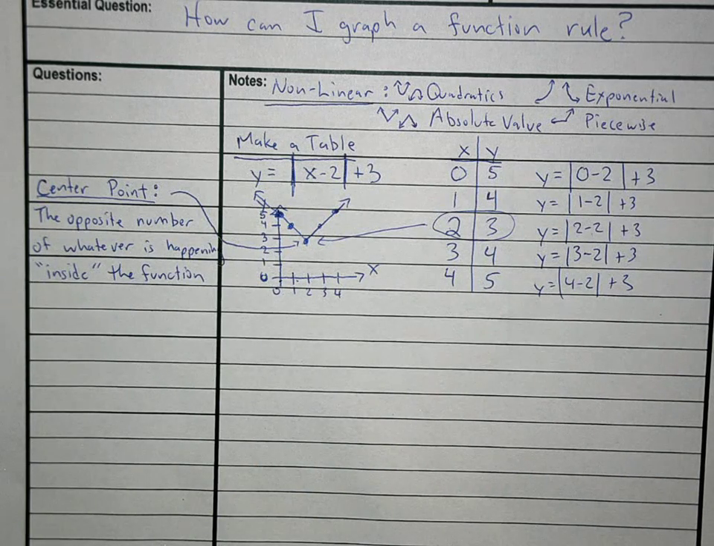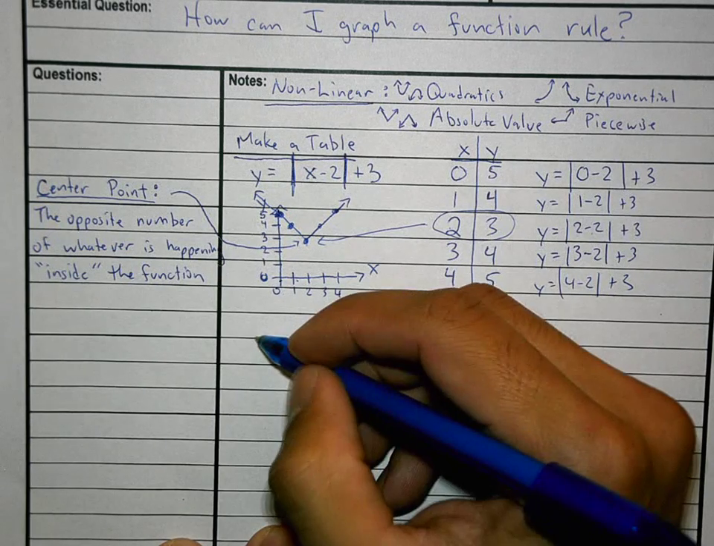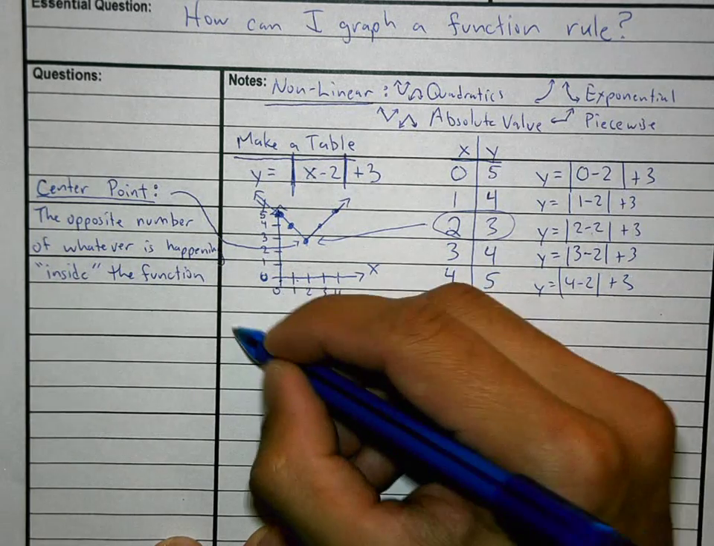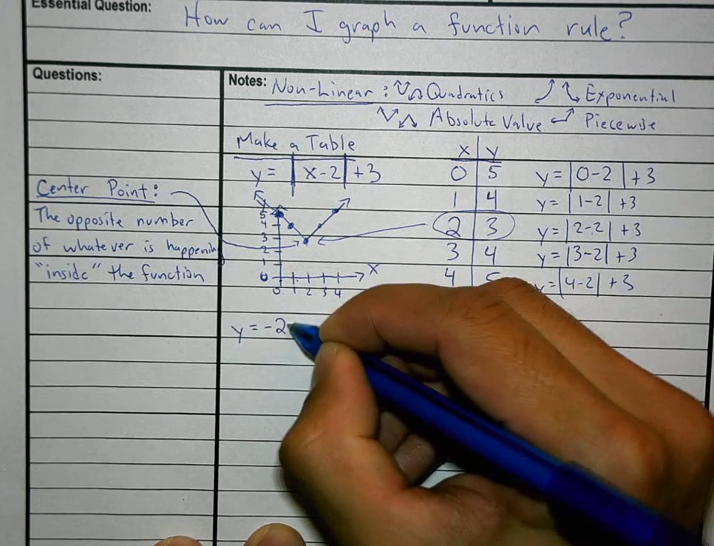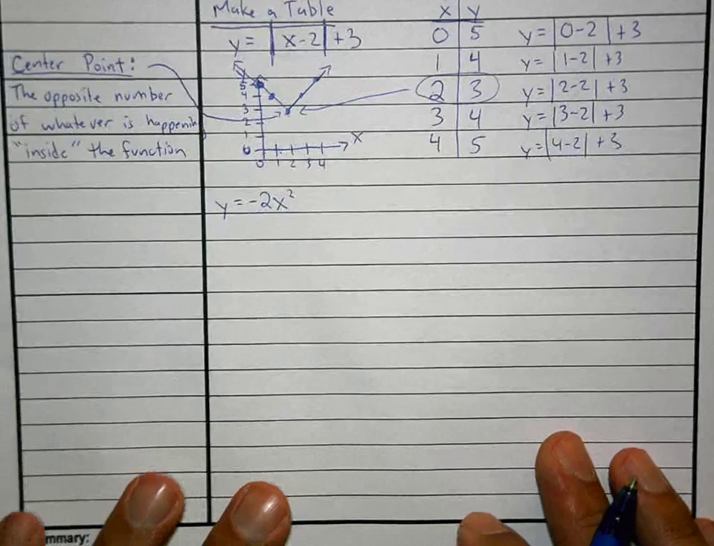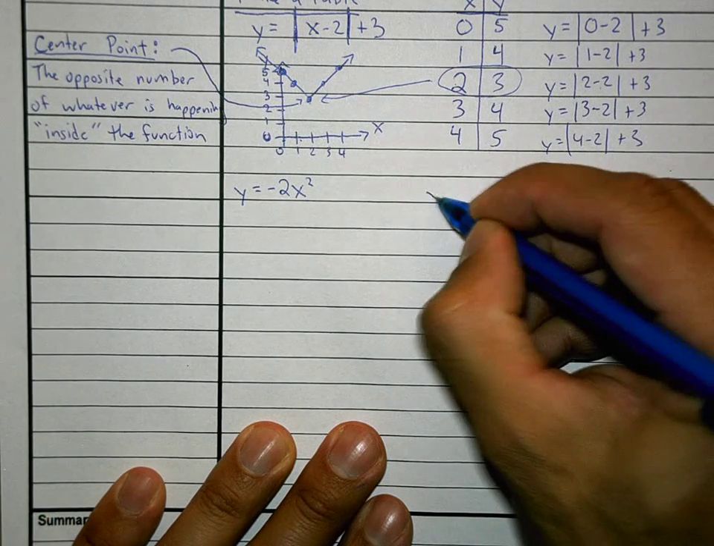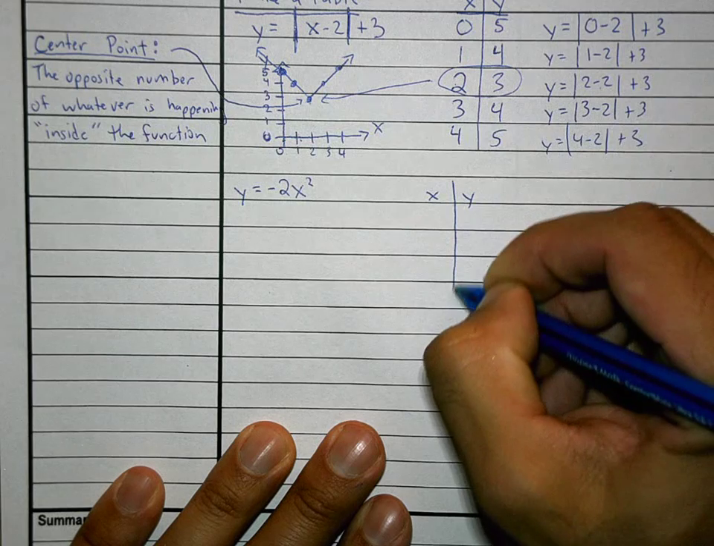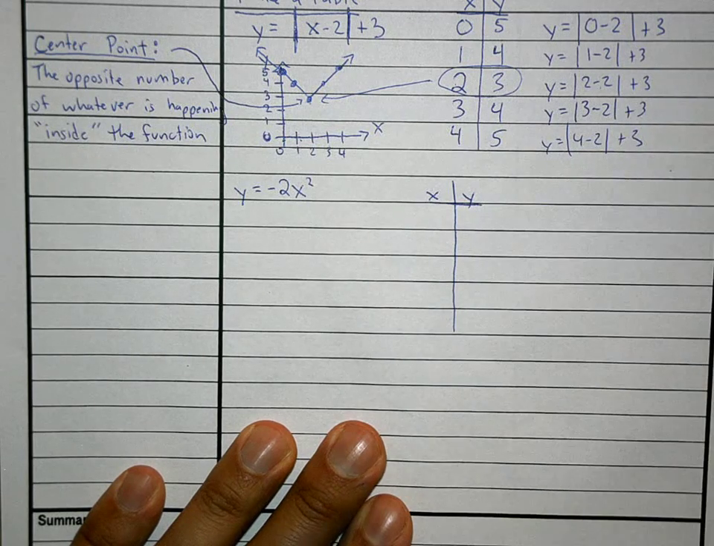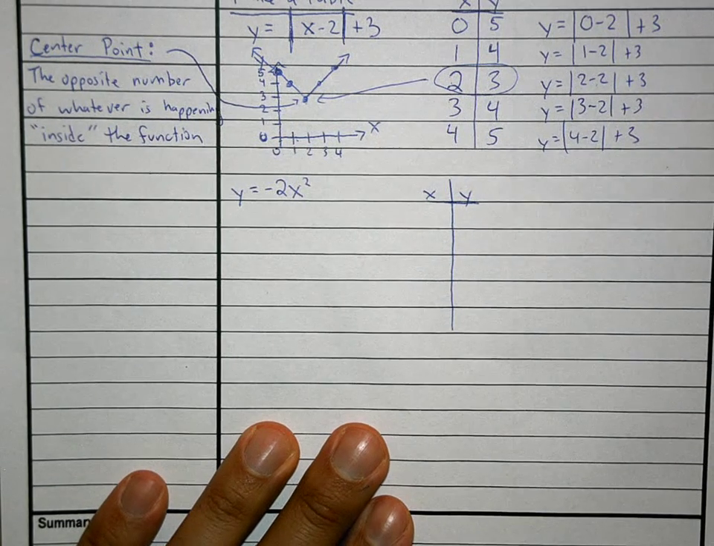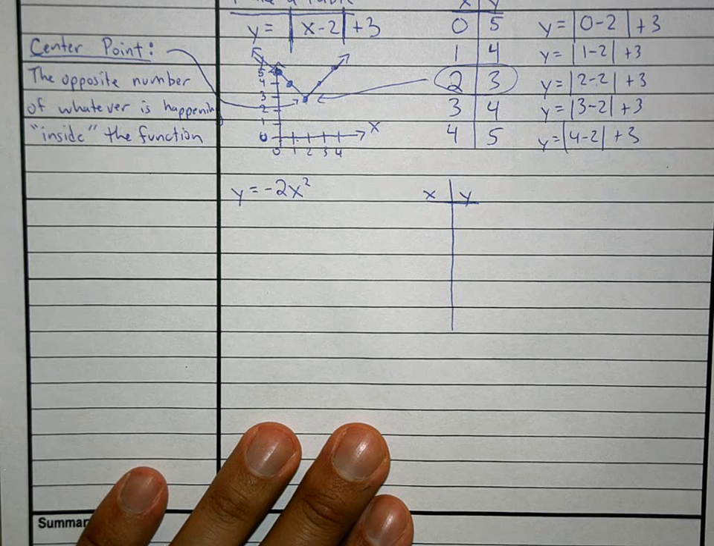I'm going to start you with it, and then you're going to try making your own table. Here's the example. Y equals negative 2x squared. Let me go up a little bit here, recenter this for you. And I'm going to put an x and a y here. I'm going to count 5 spots. And I'm going to make sure real quick you know how to find the center point, because the center point is the hardest part about this graph.